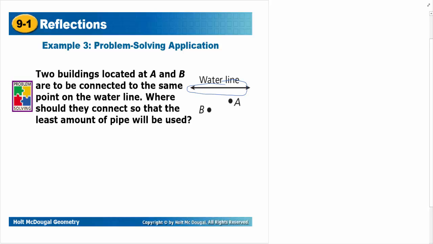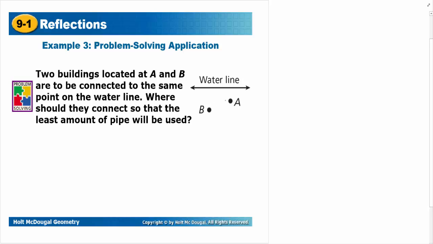So where should they connect so that the least amount of pipe is used? So I'm trying to find a point to go to both of those. Okay, so this could be a little tricky. I'll walk you through a quick way to do this.